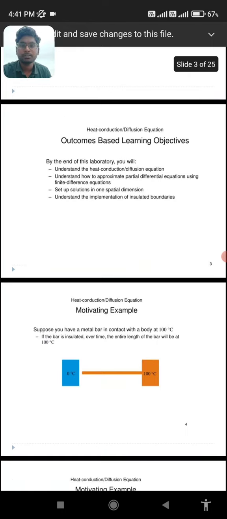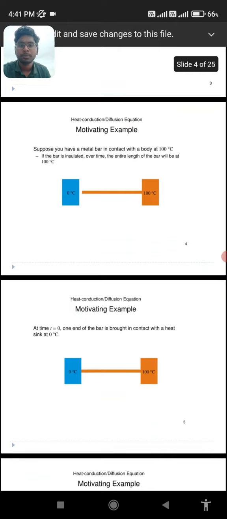By the end of this, you will understand the heat conduction diffusion equation, understand how to approximate partial differential equations using finite difference equation, set up solutions in one spatial dimension, and understand the implementation of insulated boundaries.